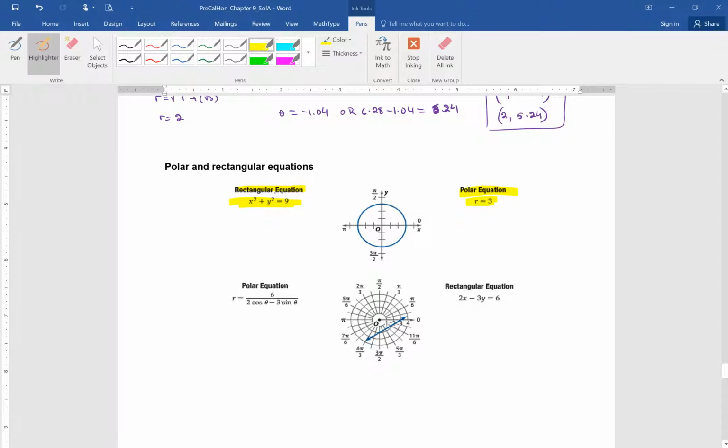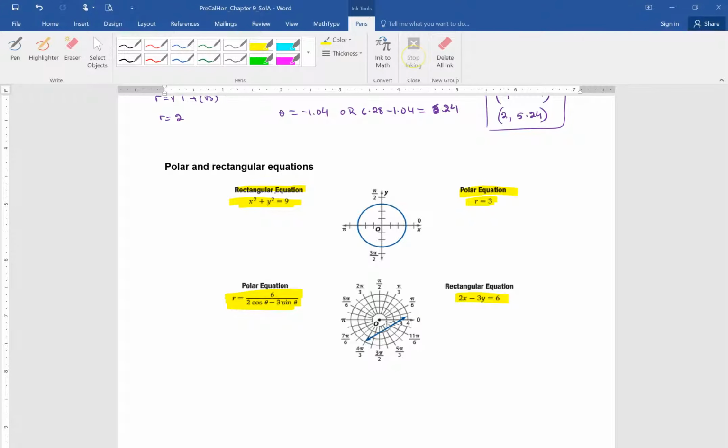Another example is, look at this rectangular equation here. 2x minus 3y is equal to 6. You know that that's a linear equation. And if you change that to y equals something and graph it, that's what it looks like. Well, it turns out this polar equation also graphs that same line. So what we're going to do next is succeed in converting equations from rectangular to polar and vice versa.